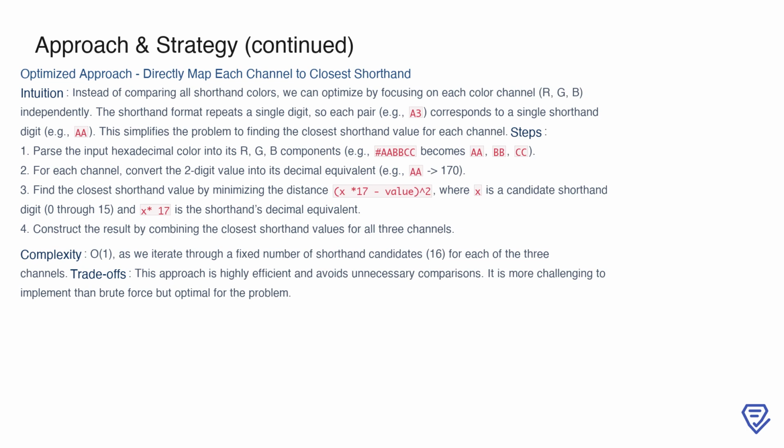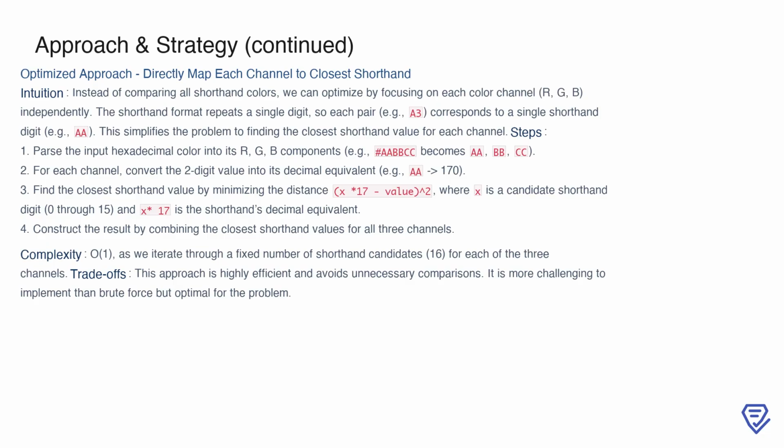A more efficient solution is the optimized approach, which focuses on each color channel, red, green, and blue, independently, rather than generating and comparing all possible shorthand color codes. The key insight here is that each shorthand hexadecimal digit, such as A in #AABBCC, corresponds to a repeated pair, like AA. This means we can directly map each channel to its closest shorthand value without evaluating all possible combinations. First, we parse the input color into its R, G, and B components, such as #AABBCC being split into AA, BB, and CC. Each of these is then converted from hexadecimal to decimal, so AA becomes 170, for example.